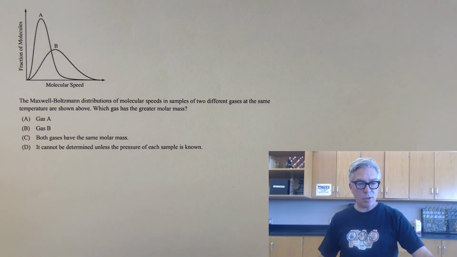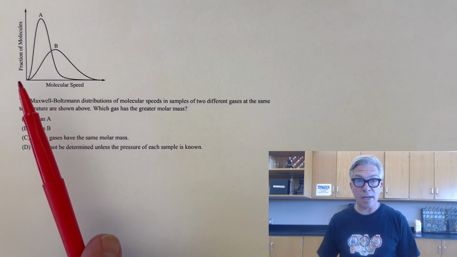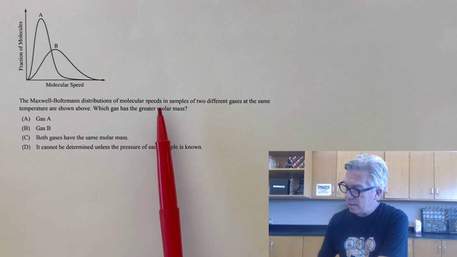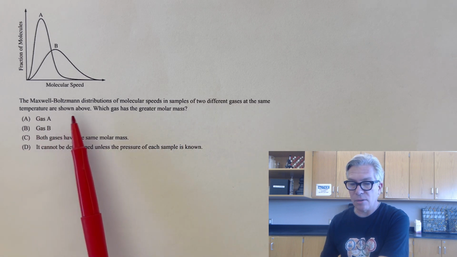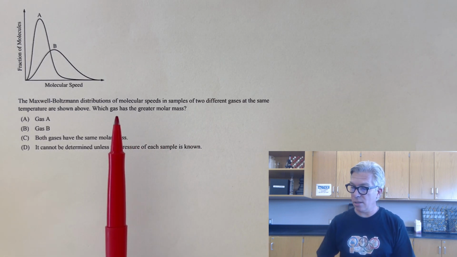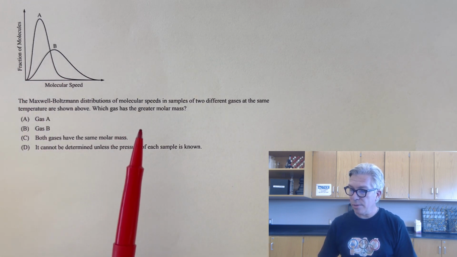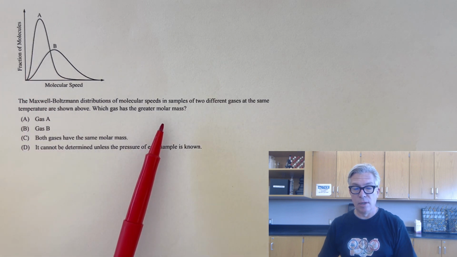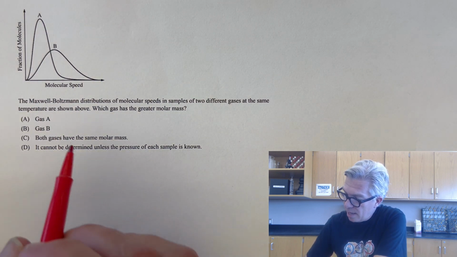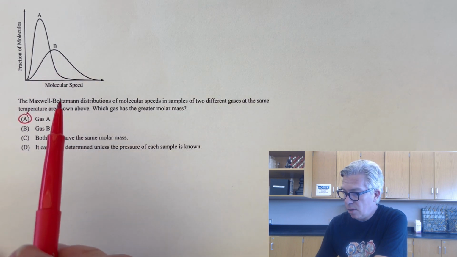And now we're going to get into a couple of questions where we're comparing two different gases. Here we have one with two curves on the Maxwell-Boltzmann distribution. It says the MB distribution of molecular speeds in samples of two different gases at the same temperature are shown above. Which gas has the greater molar mass? So at the same temperature, they have the same kinetic energy, but one of them is going to be moving slower and one of them is going to be moving faster. The one that is moving slower is going to be the one with the greater molar mass. So when you're comparing these two, the slower one has the heavier mass, and that would be A. The one that's moving faster on average would be the lighter or smaller molar mass.